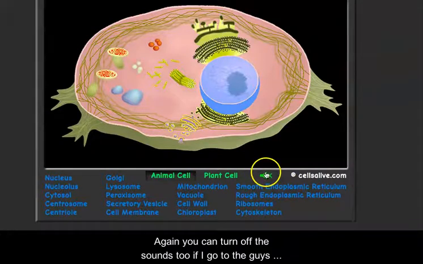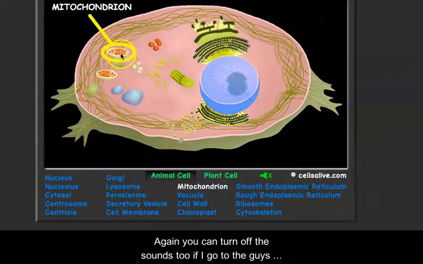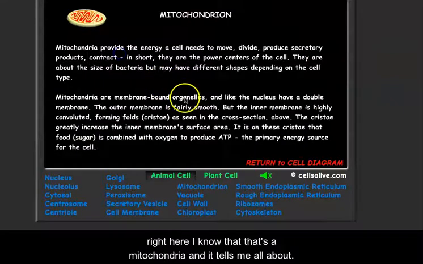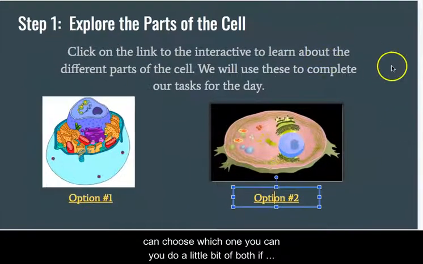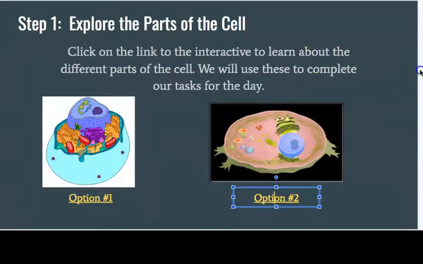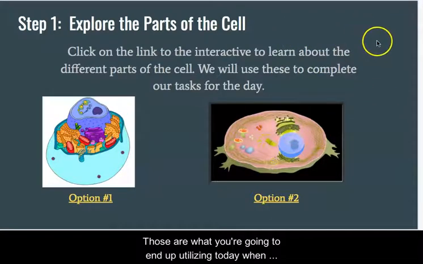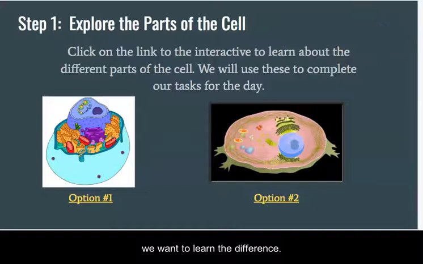Again, you can turn off the sound too. If I go to these guys right here, I know that that's a mitochondria, and it tells me all about it. So there's two different options for interactives. You can choose which one. You can do a little bit of both if you really want to. But those are what you're going to end up utilizing today when we want to learn the different parts.